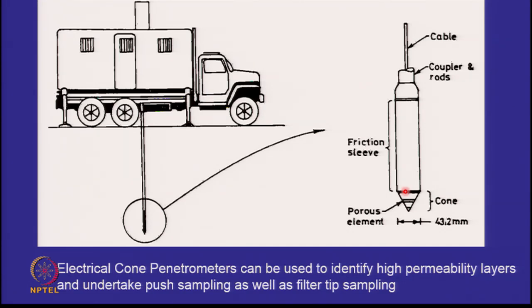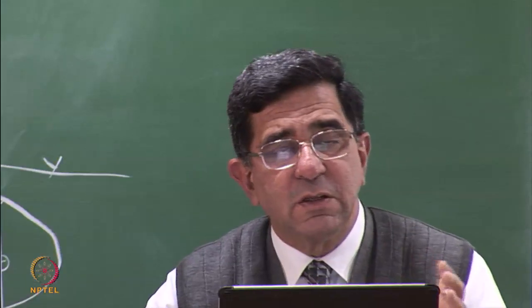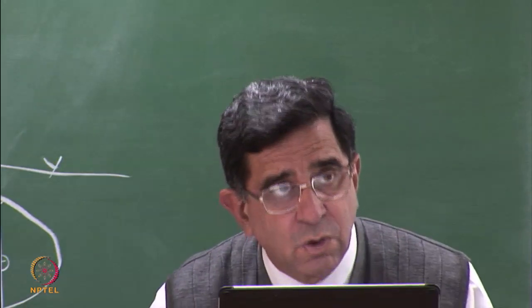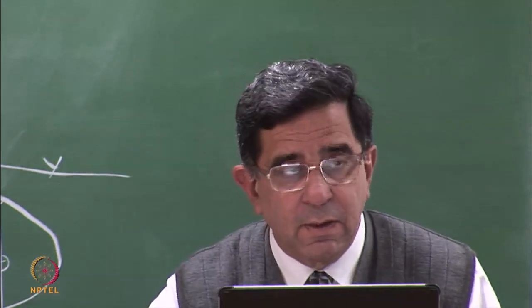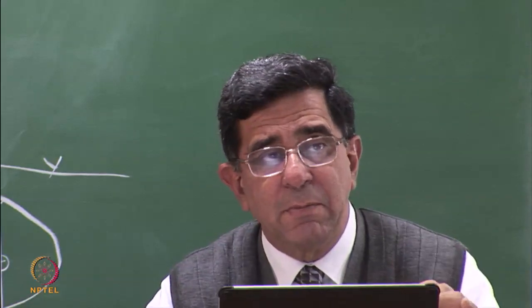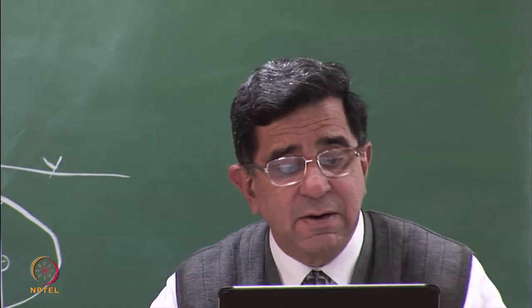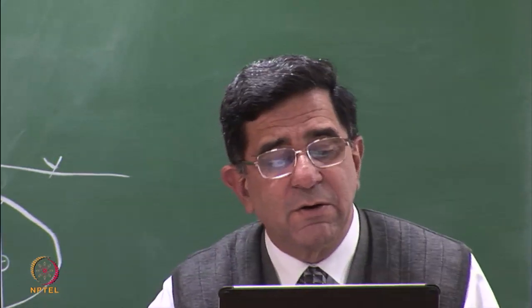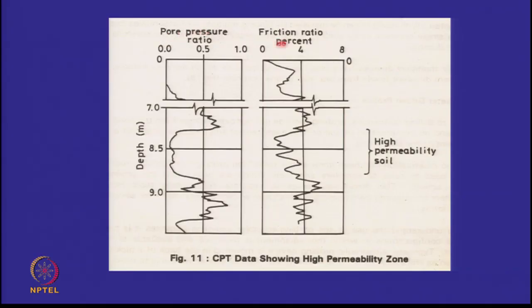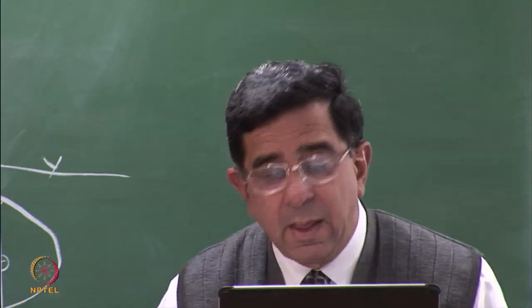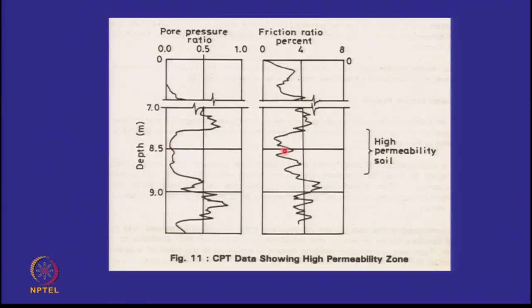So the first idea is, as the cone is pushed in, you measure the friction ratio and the pore pressure ratio in the soil. Because we are looking at high permeability zones. In high permeability zones water will travel faster, the contaminant can travel faster. So the electrical cone penetrometer, if you do the pore pressure ratio and the friction ratio, you will get plots like this. Whenever the pore pressure ratio is low or the friction ratio is low, it indicates to you a high permeability zone. And from this high permeability zone, you will pick up a sample.